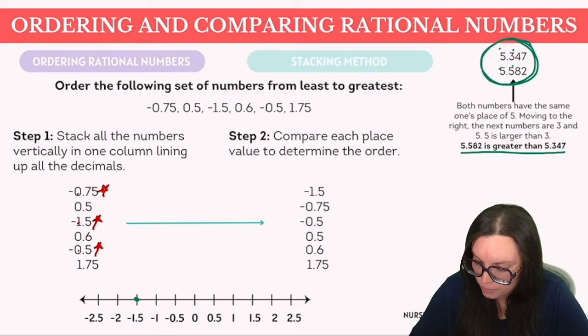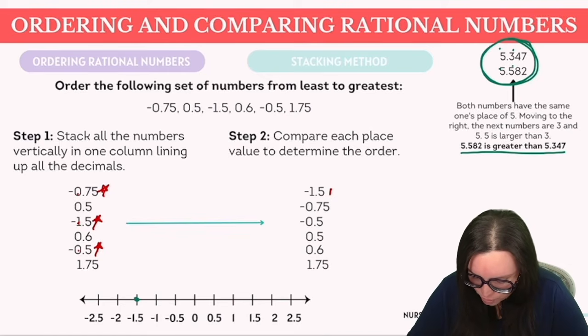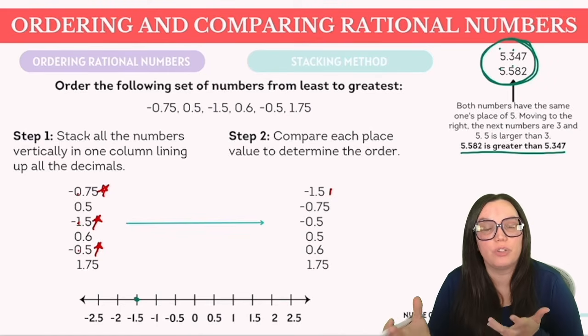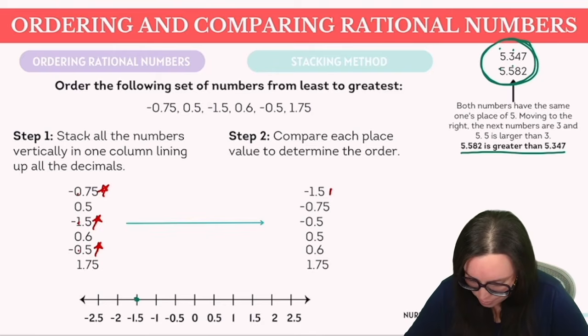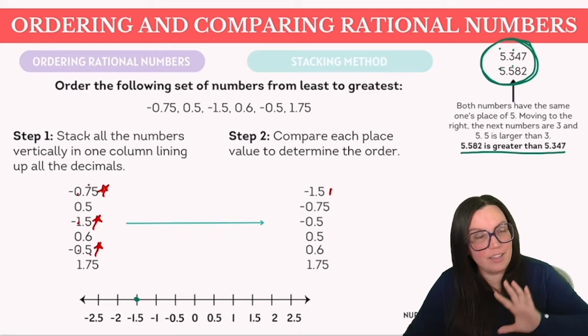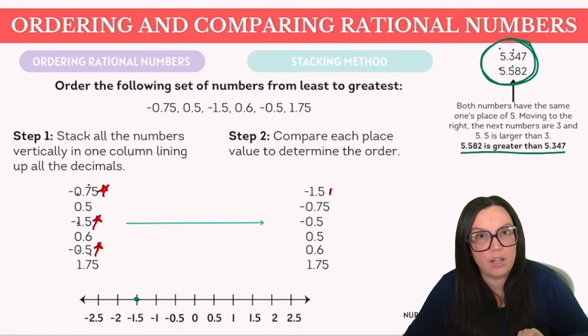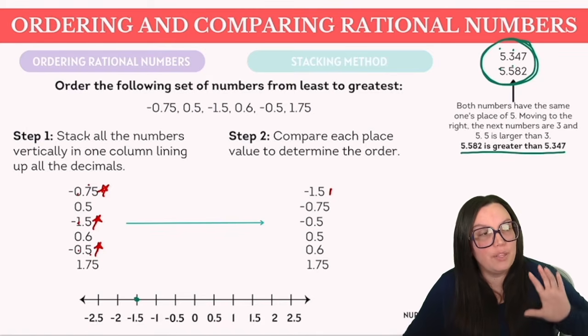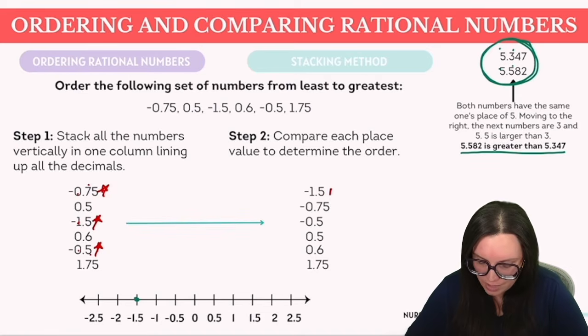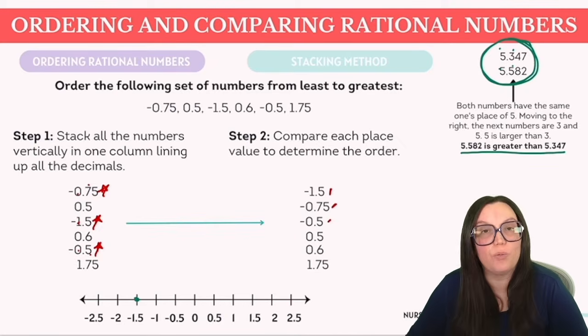So we know that our first number, our least number out of this data set, is going to be negative 1.5. So next, we're going to move on to our next numbers. Because both zeros are equal, we can automatically eliminate those. So now we have 7 and we have 5 of our negative numbers. Again, the further we move away from the 0 on the negative side of our number line, the more least it becomes. So 7 is greater than 5, which means that negative 0.75 is going to be less than negative 0.5.